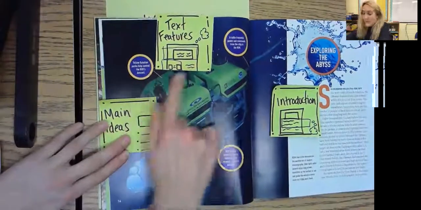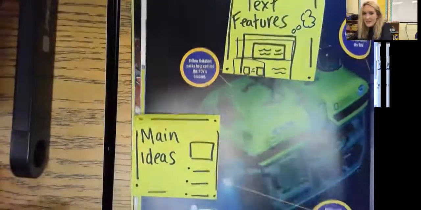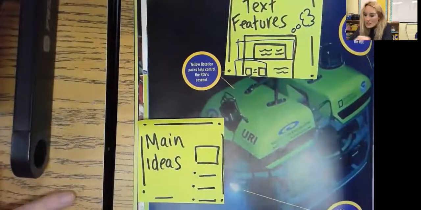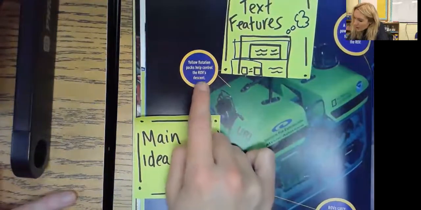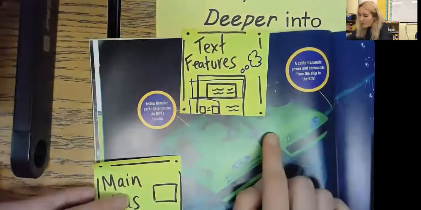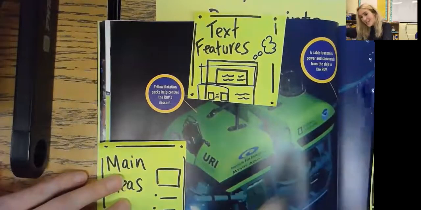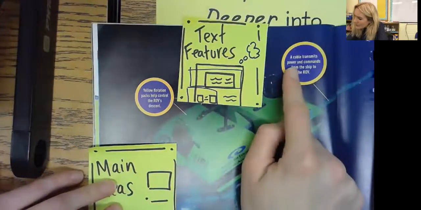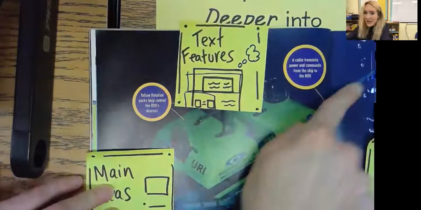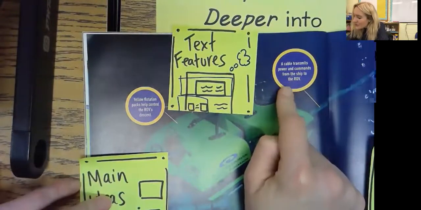I can also read these little captions here that help to explain probably what this thing is. Okay, so it says yellow flotation packs help control the ROV's descent. So whatever this is, it's an ROV. Okay, so maybe it has like floaties basically to help with what I was saying before, probably it going way down, the descent into the water. A cable transmits power. Oh, cable. I think I was right. A cable transmits power and commands from the ship to the ROV.